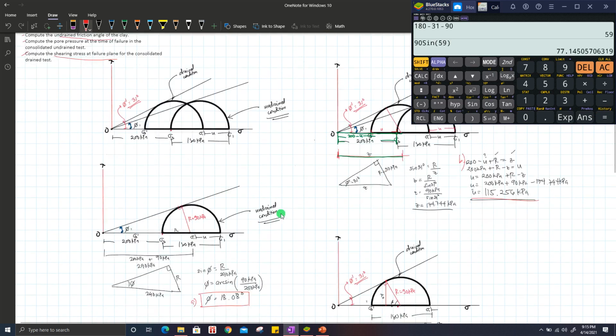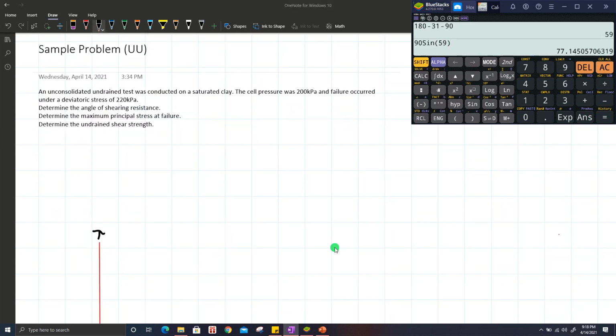Okay. Another example, an unconsolidated undrained test was conducted on saturated clay. The cell pressure was 200 kilopascal and the failure occurred under the deviatoric stress or deviator stress of 220 kilopascal.